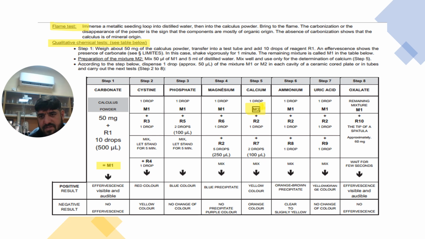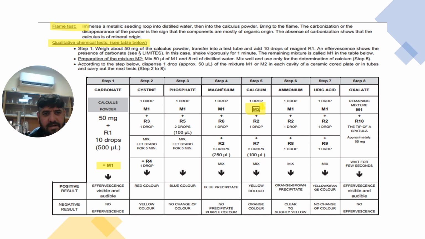So usually for stone analysis, two tests are performed. The first one is the flame test and the other is the qualitative chemical test. In the flame test, immerse a metallic seeding loop into distilled water, then into the calculus powder, and bring it to the flame. The carbonization or the disappearance of the powder is the sign that the components are mostly of organic origin. The absence of carbonization shows that the calculus is of mineral origin.